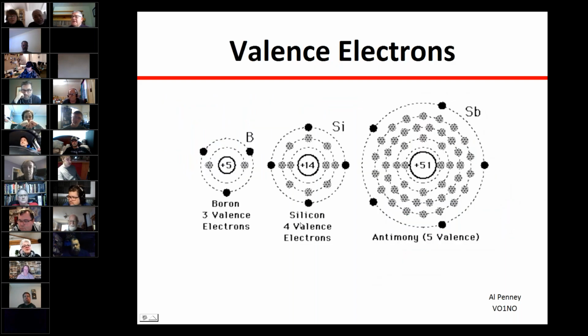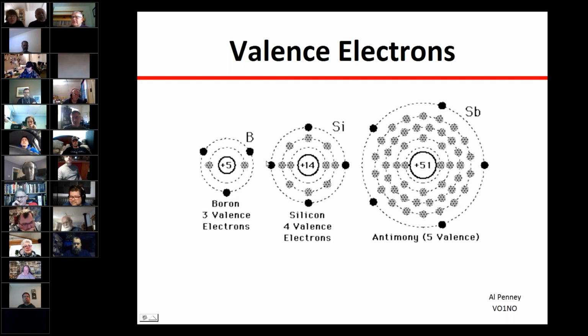Now, there's something that you should know about, and that's valence electrons. First I should say that electrons form discrete orbits around the nucleus. There's a maximum of 2 in the first orbit, a maximum of 8 in the second orbit, a maximum of 18 in the third orbit, and I think it's 32 in the next orbit, and so on. There's a formula for calculating it.